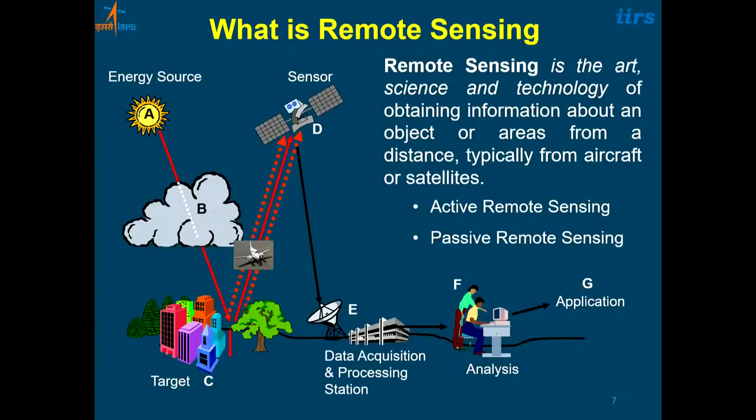Now there are two types of remote sensing again. First is active remote sensing, the other is passive remote sensing. If we are using the direct sun's energy, then it is passive remote sensing. Or if our sensors are illuminating the objects from their side itself, then it becomes active remote sensing.